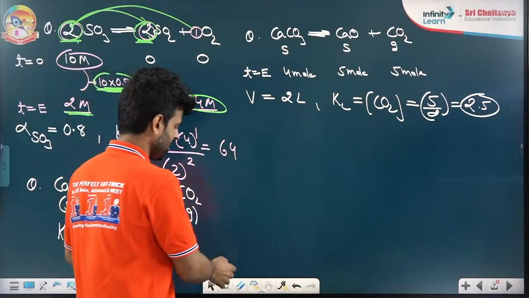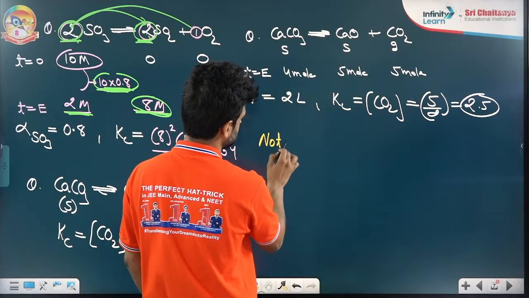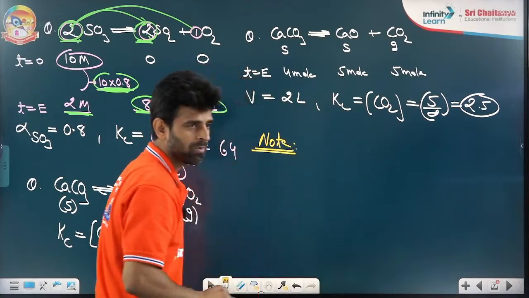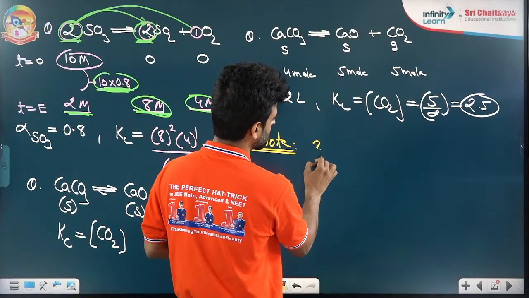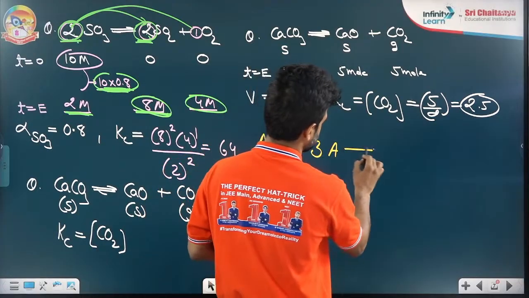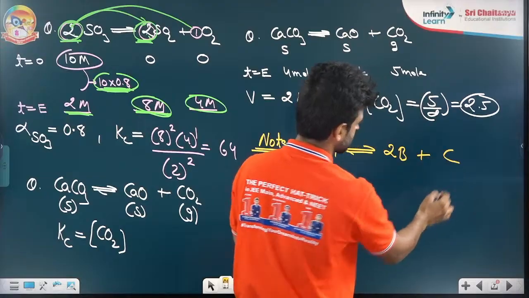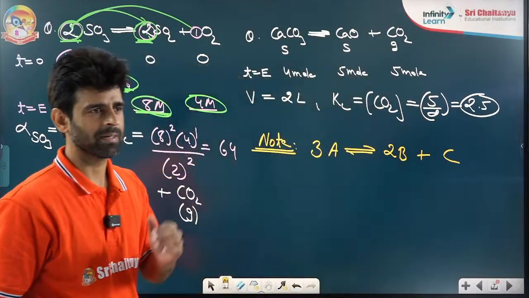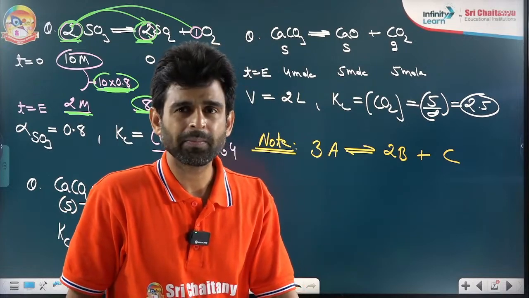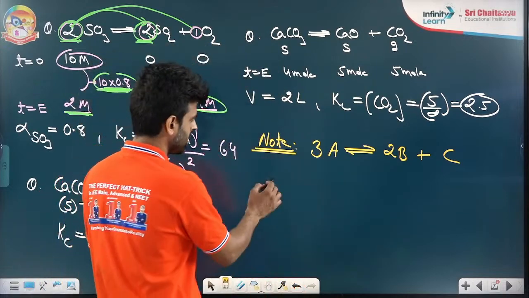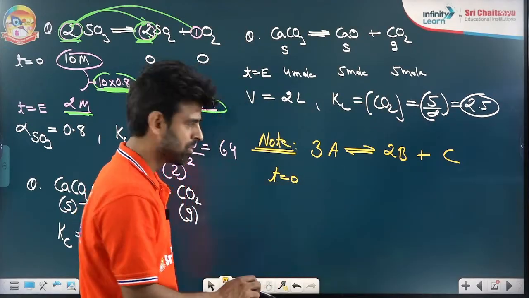So look at this carefully. I am explaining it once because many students make mistakes here. I got the point why you are making mistakes here. Imagine here the coefficient is 3A, and 3A is giving me 2B plus C. By chance this is given to you. Now at time 0, I will go the same way.